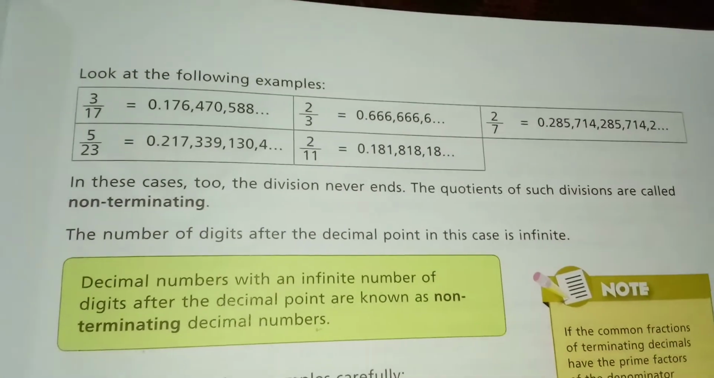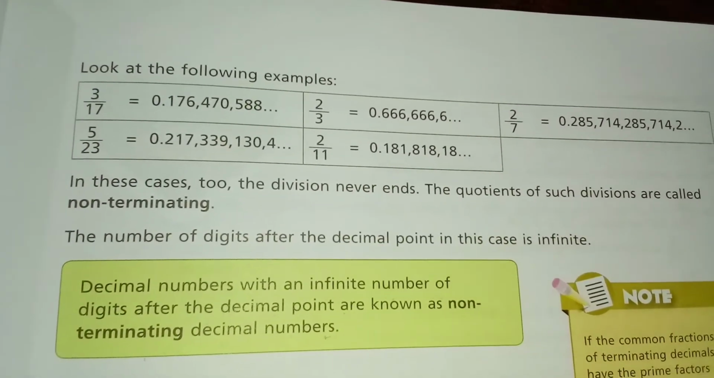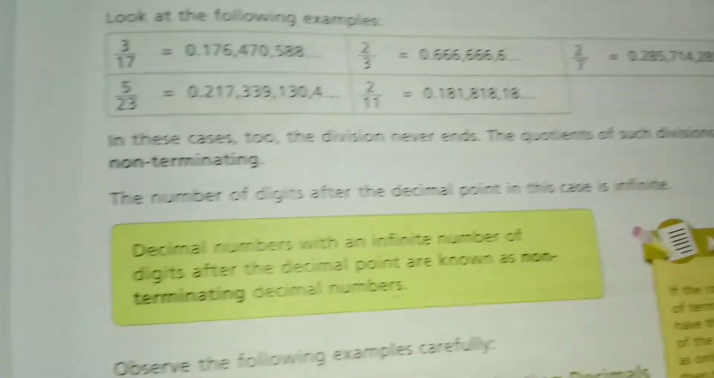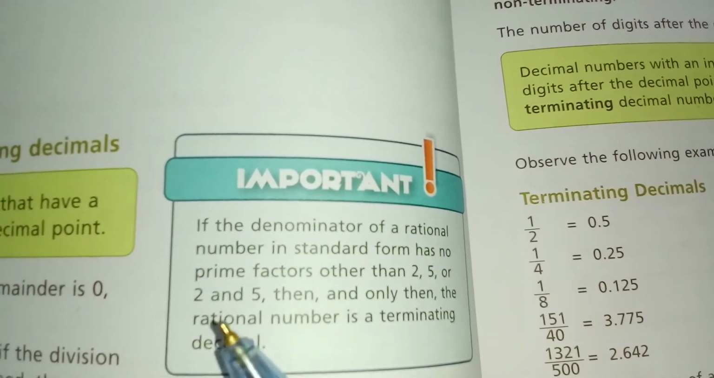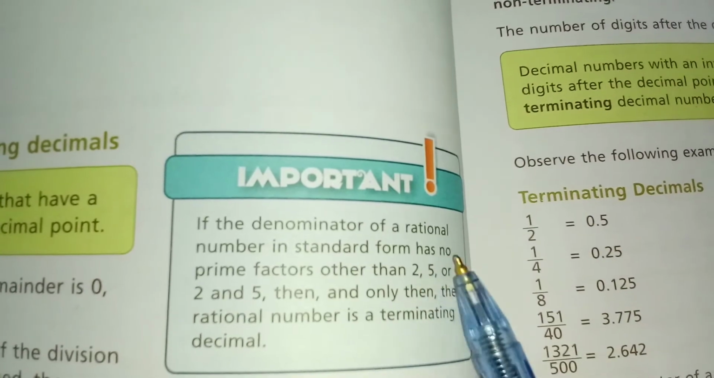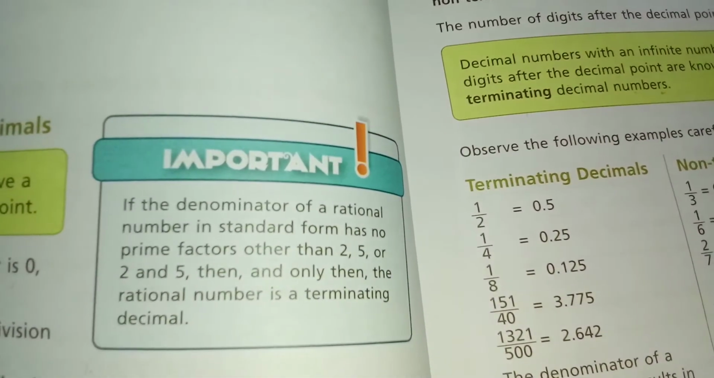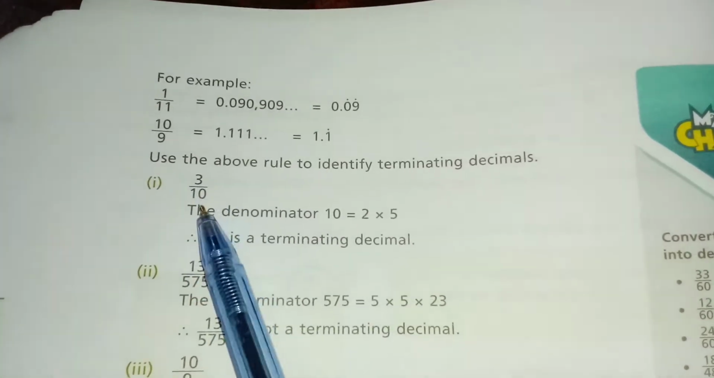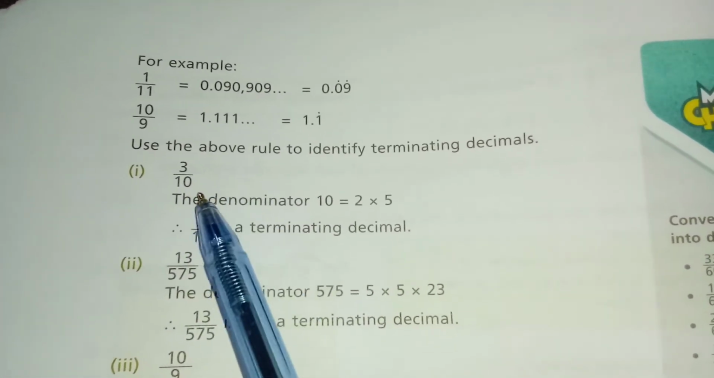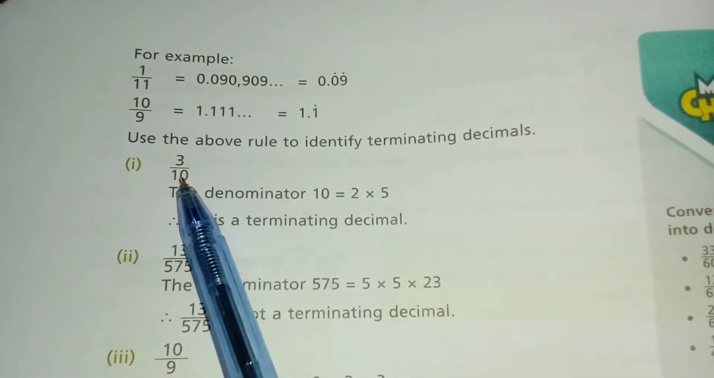So there is another method to know which fraction is terminating and which fraction is not terminating. There is a shortcut method. If the denominator of a rational number in standard form has no prime factors other than 2 and 5, then and only then the rational number is a terminating decimal. As you can see, 3/10. So we have to find whether this fraction is terminating or non-terminating. So we have to find the prime factors of 10. The factors of 10 are 2 and 5.